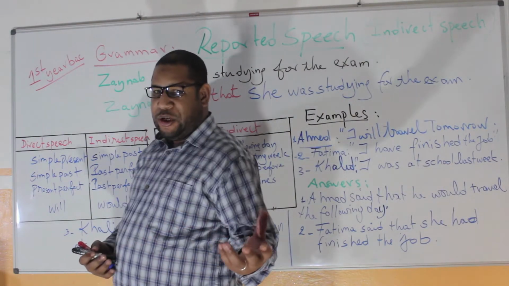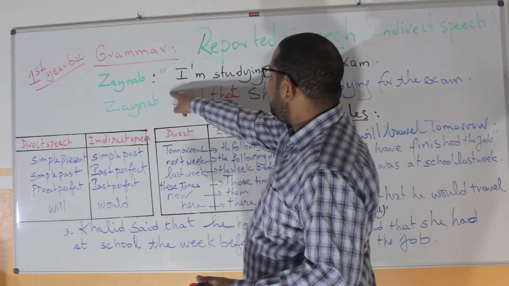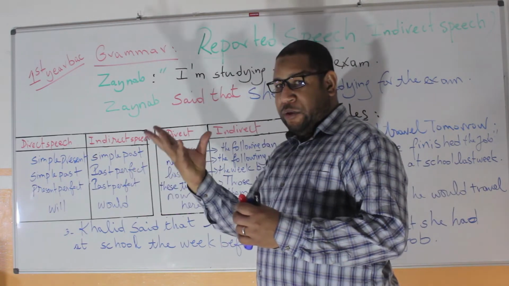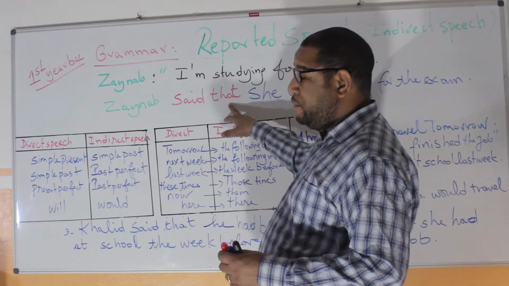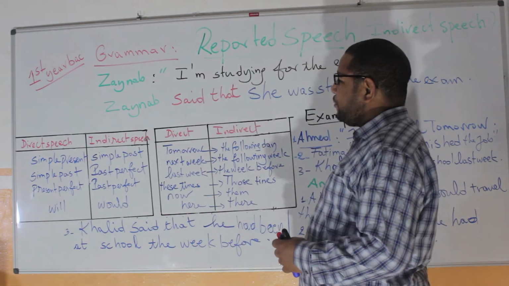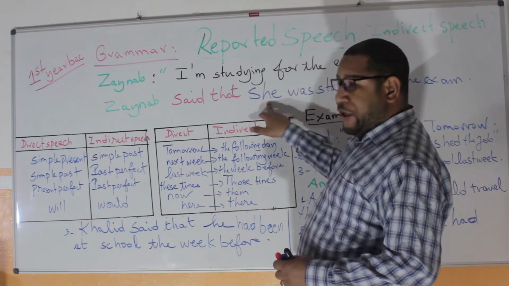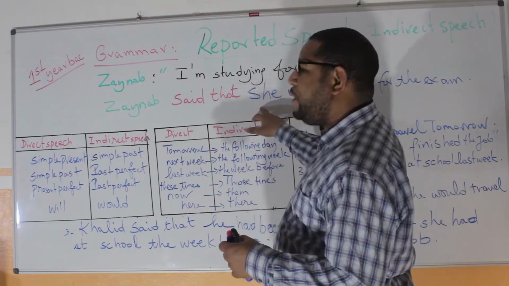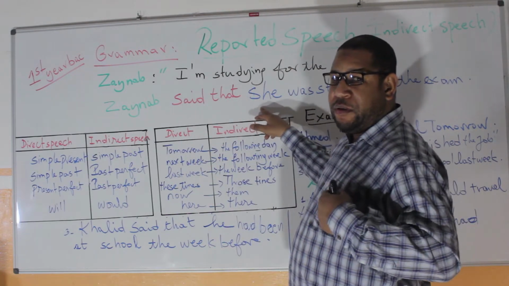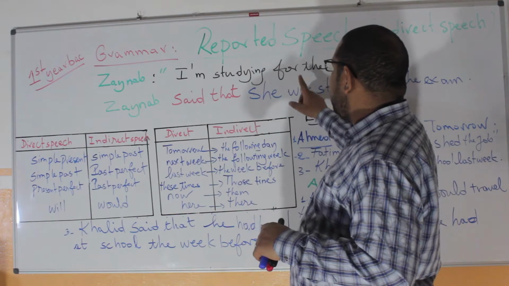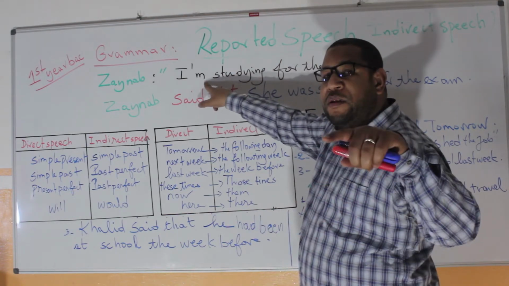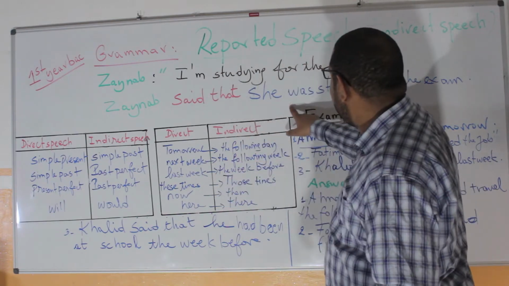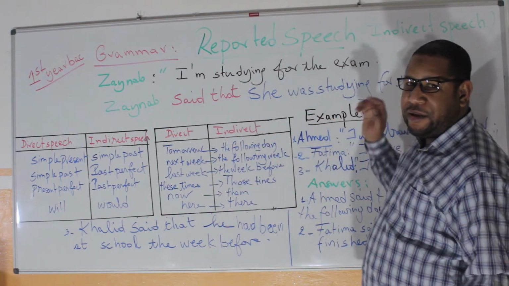Now we will see some changes, what happened. First we add said. We call this the reporting verb. The reporting verb said goes with that. Then we have she. Here we have I, because she is speaking. But here she is not speaking, so I report. So I say she. Then we have am, the I'm studying, present continuous. They change it into past continuous: she was studying, and they continue the sentence.